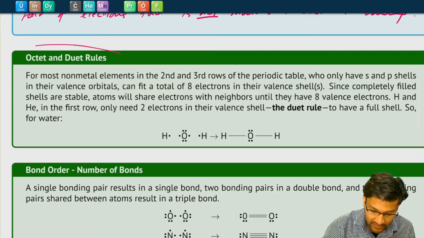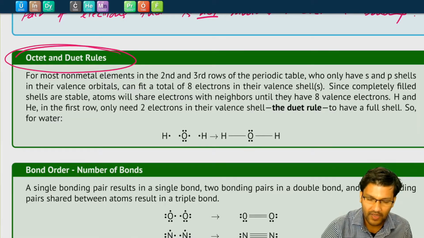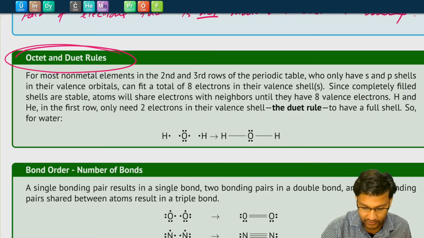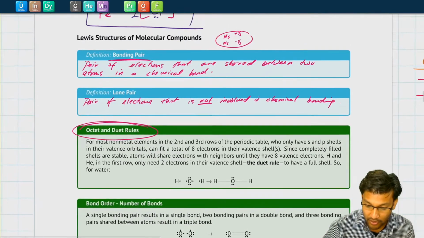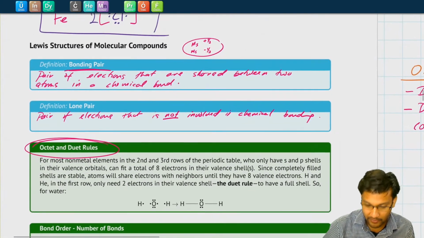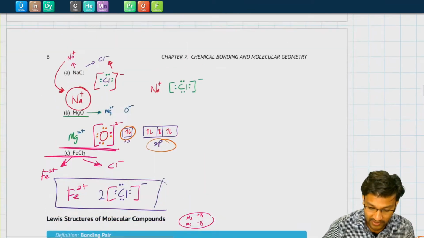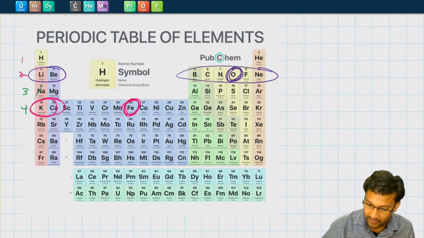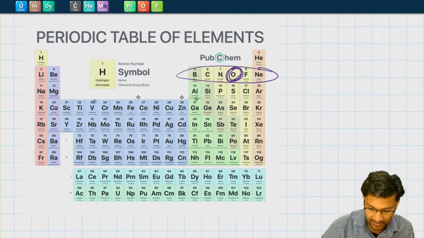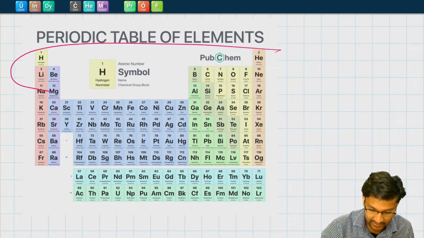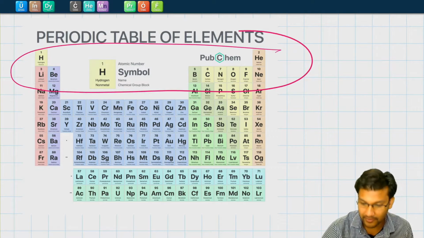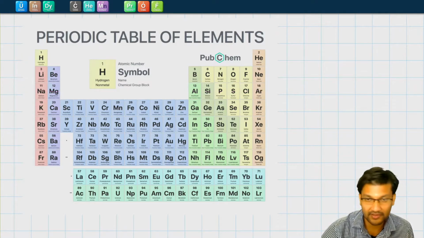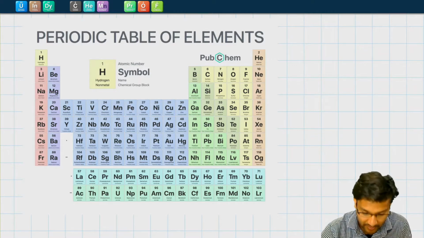Now, before we look at Lewis structures for bonding, let's talk about the octet and the duet rules. So for most elements that we're going to be interested in this course, if you look at a periodic table, they mostly fall in the top part of the periodic table. These are the most abundant elements in the universe as it happens.